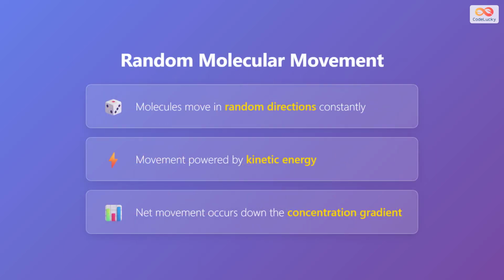Diffusion is driven by the random movement of molecules. All molecules possess kinetic energy, which means they are constantly moving and bouncing around in random directions. This random motion is happening all the time at the molecular level. Even though individual molecules move randomly, the overall pattern creates a net movement down the concentration gradient. The more concentrated area has more molecules bumping into each other, causing them to spread out into less crowded spaces.